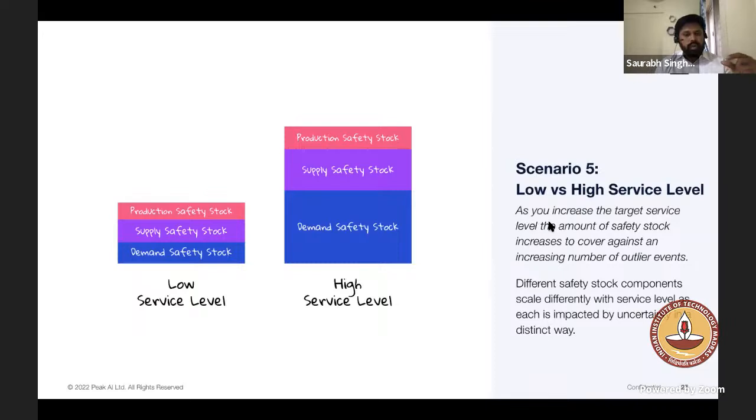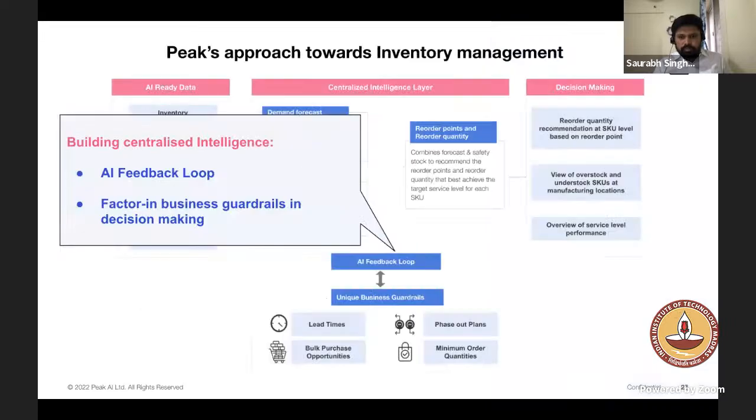So if you want to maintain a very high service level, that essentially means you have to keep a higher safety stock, because in cases of unexpected events, you don't want to miss out, or you don't want to go stock out, and you don't want to miss your sales. But if you are okay with low service level, then maybe you can keep your low safety stock.